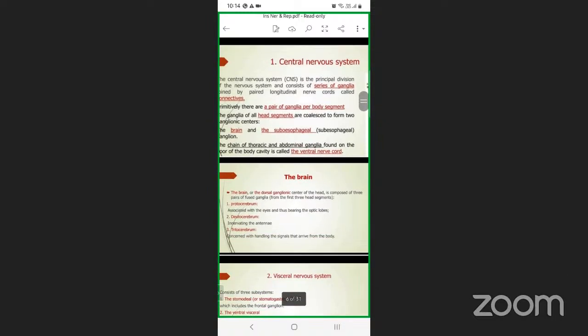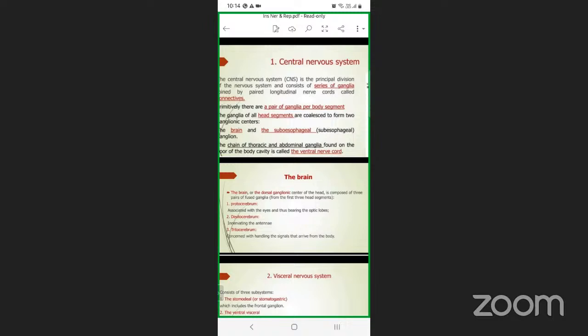When we want to explain the central nervous system, we say that it's the principal division of the nervous system and consists of a series of ganglia joined by paired longitudinal nerve cords called connectives. When different ganglia are connected, we call it a connective. If similar ganglia are connected, we call it a commissure. Primitively, there is a pair of ganglia per body segment.